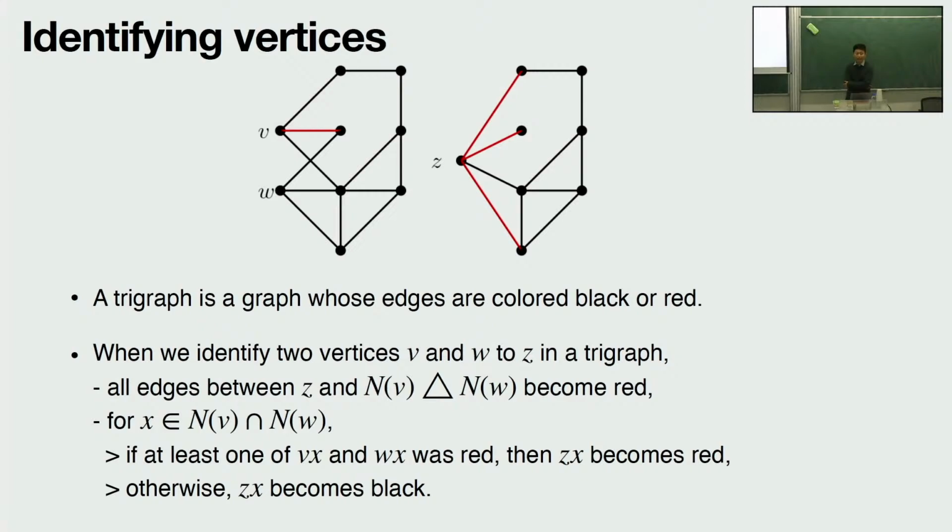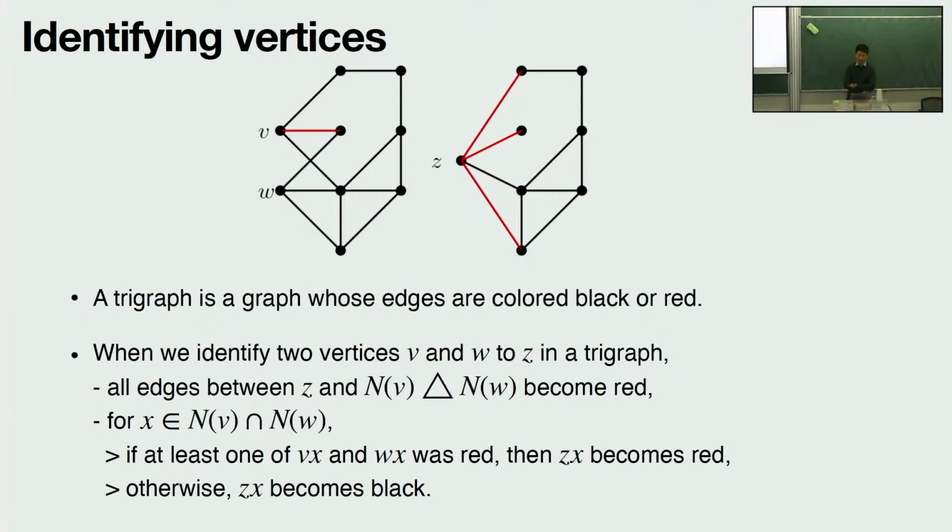So some people here are interested in twin-width, so you are familiar with this, but I will just define it again. We consider the operation of identifying two vertices. So two vertices are not necessarily adjacent. We consider also the graph where some of the edges are colored red. So we call it a trigraph. A trigraph is a graph whose edges are colored black or red. So you can consider the black edges are normal edges and red edges are some special edges.